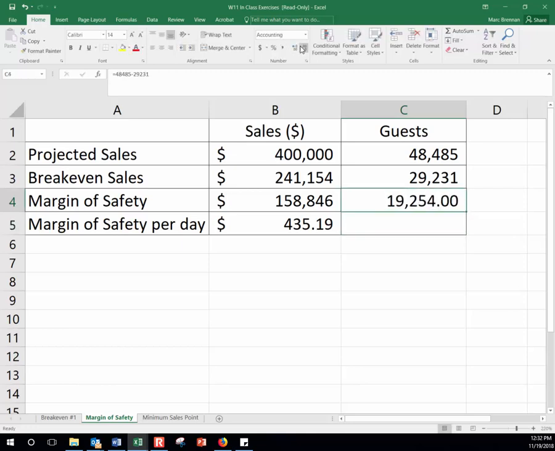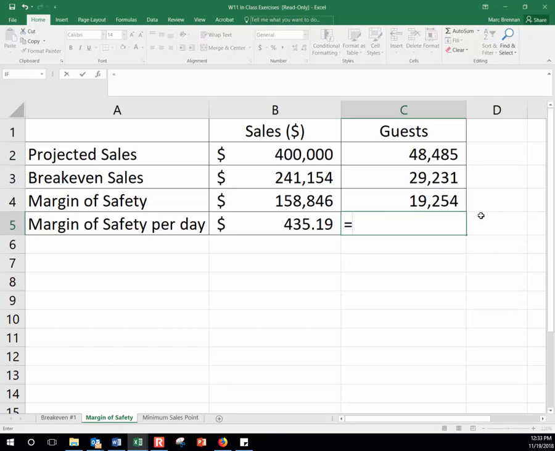So we've got 19,254, a range of safety net of 19,254 covers from what we're projected to do to our break-even point. So this is a pretty big cushion. We need to have 20,000 people less coming into a restaurant to break even and to start losing money.